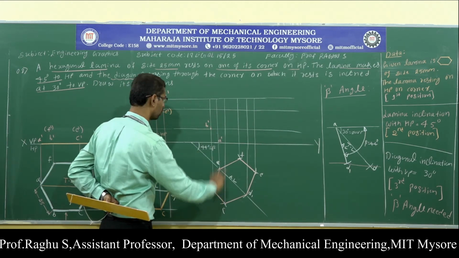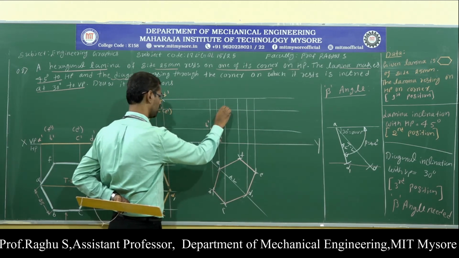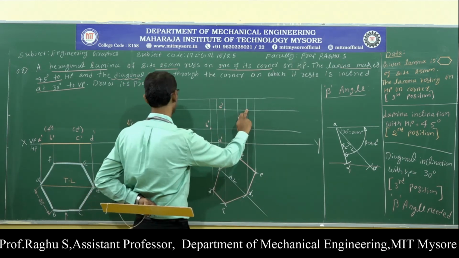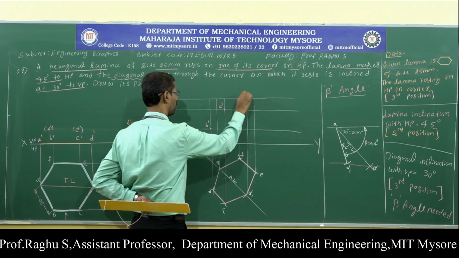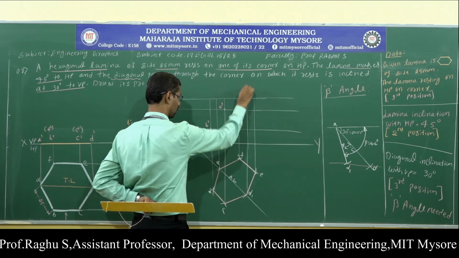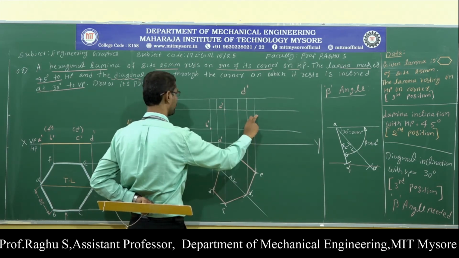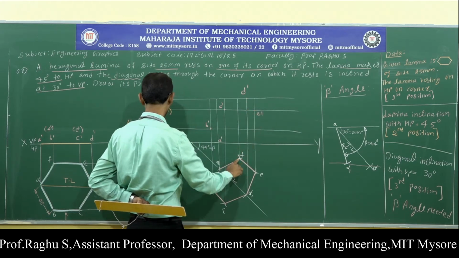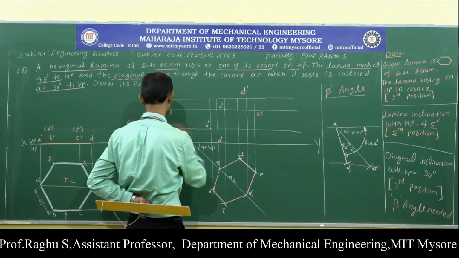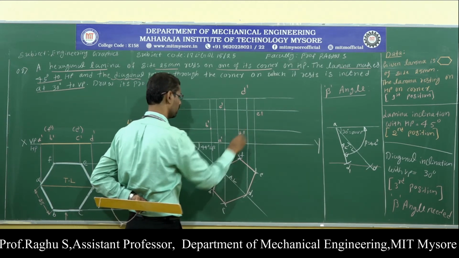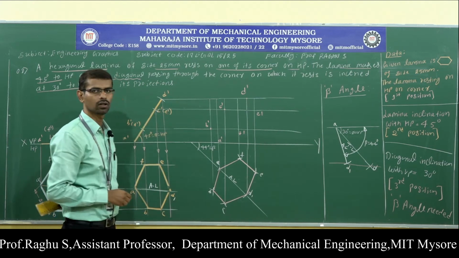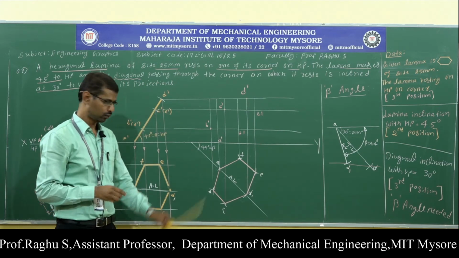Then vertical projection of point C, horizontal projection of point C, here we have C dash. Vertical projection of point D, horizontal projection of point D, here we have D dash. Vertical projection of point E, horizontal projection of point E, here we have E dash. Finally, vertical projection of point F, horizontal projection of point F, here we have F dash. Now connect all the 6 corners to get the final front view.